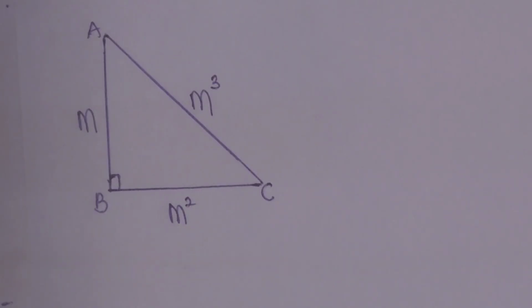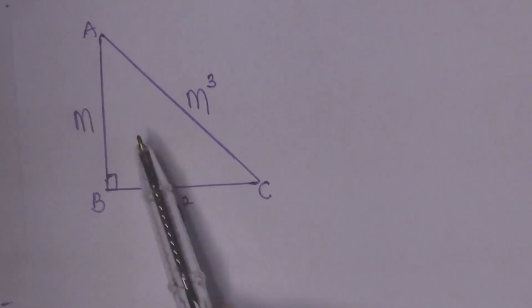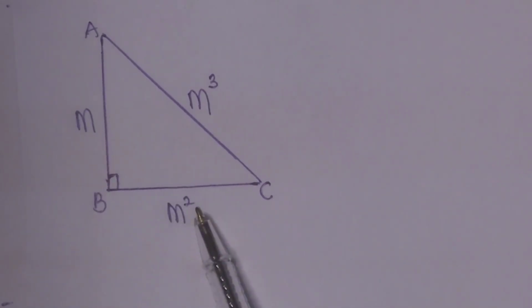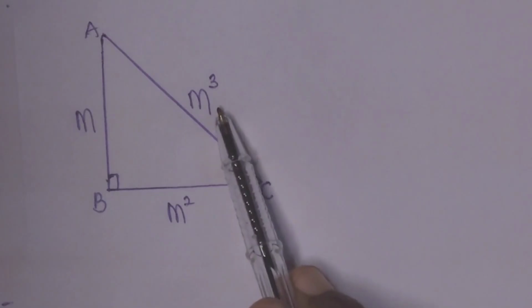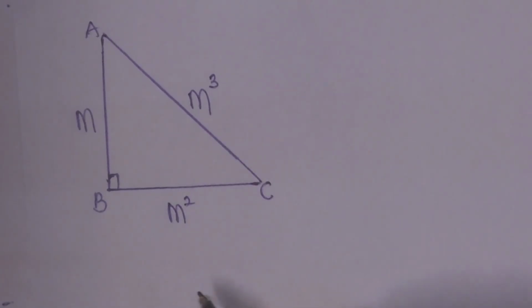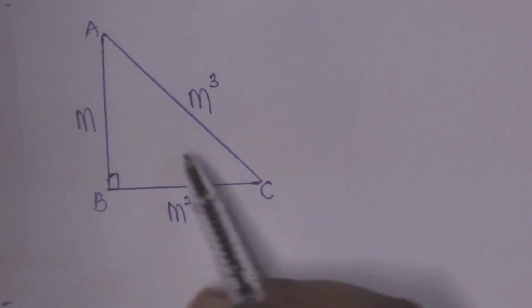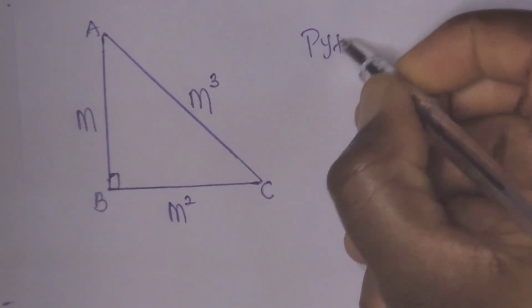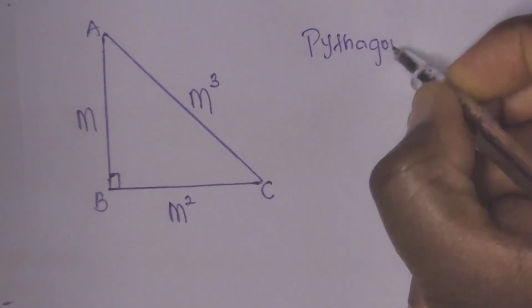So today we have this triangle to resolve. We have that the opposite side of the triangle is m, the adjacent is m squared, and the hypotenuse is m to the power of 3. So for us to resolve this, we need to recall the Pythagoras theorem.